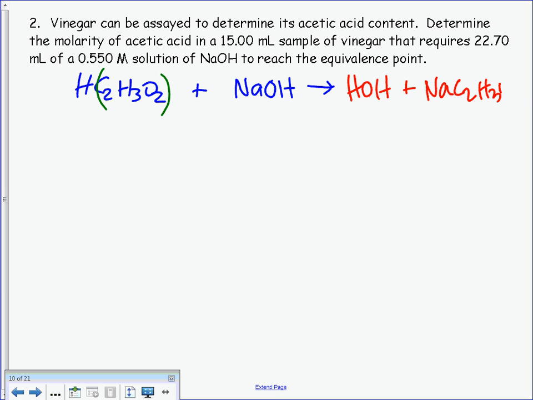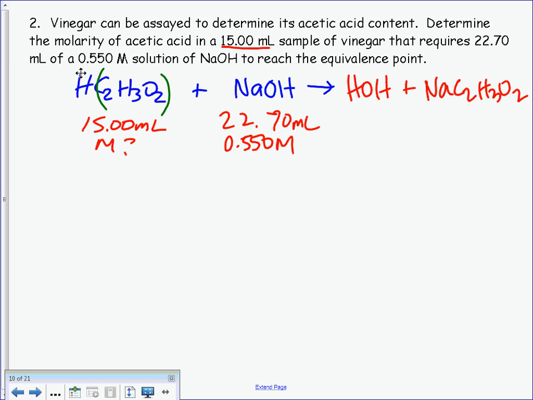Okay, you'll see again, this one is a 1-to-1 mole ratio. I'm starting this off easy because there are no subscripts that need to be accounted for. What's the information for acetic acid that we know? 15 milliliters, and that's it, right? Do we know the molarity? No. Okay, what else do we know? 22.70 milliliters of sodium hydroxide and 0.550 molar.